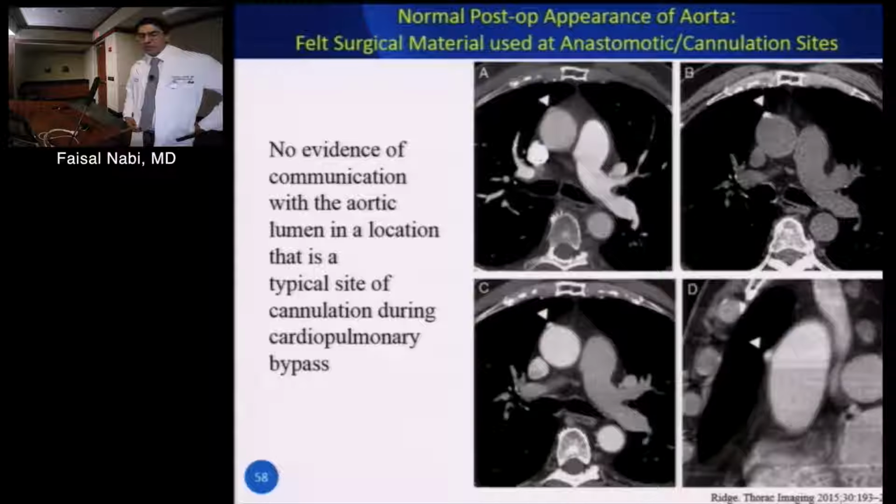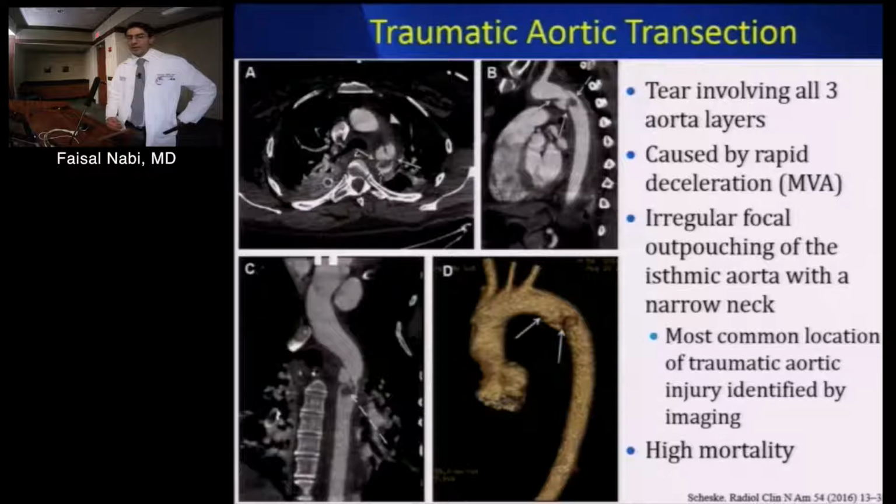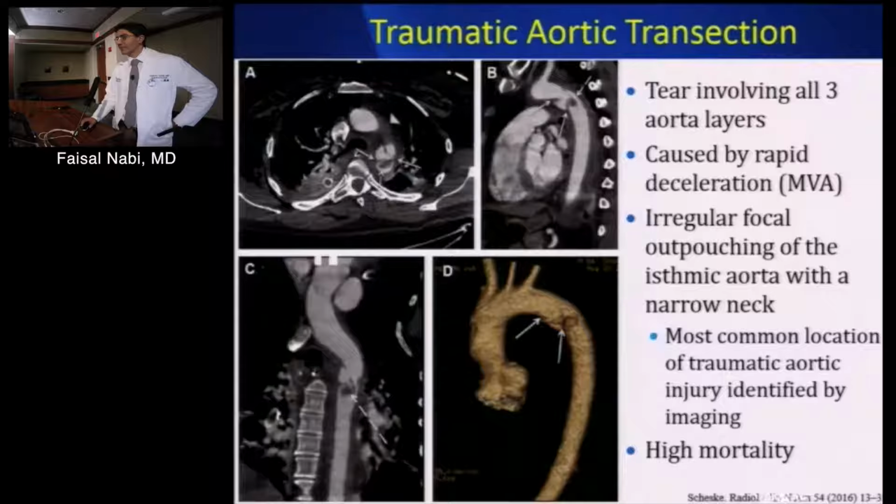Now, other worrisome findings, thank goodness we haven't seen too many of these. If you're going to have an aortic transection, the one that tends to survive, although they all have high mortality, is the one that occurs at the isthmus. It is a sudden tearing of all three layers, usually caused by rapid deceleration, usually a motor vehicle incident or falling from heights. What you're seeing here is complete transection of the aorta with intraluminal thrombus forming. Obviously, if this is not taken care of, this can be a very lethal disease. Basically, whatever fibrous tissue is retaining the aortic pressure is holding the aortic pressure inside.